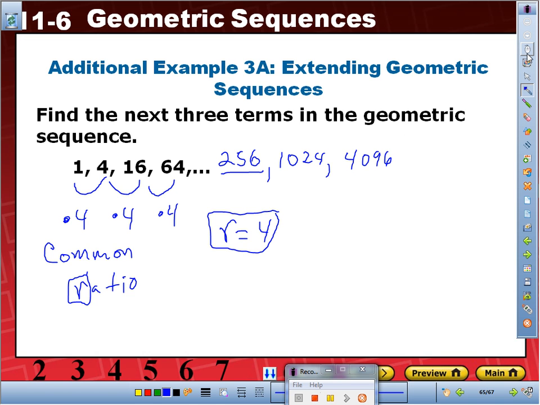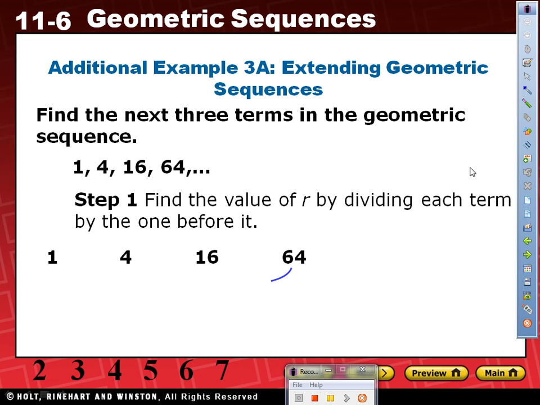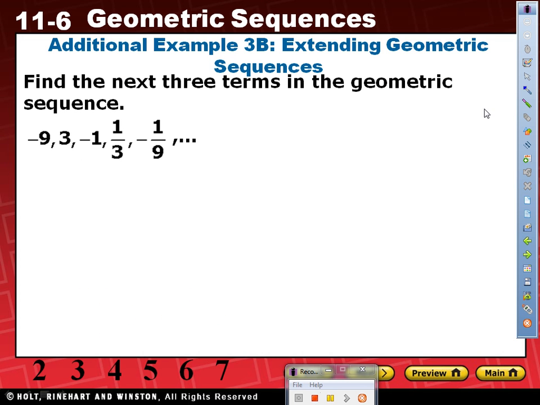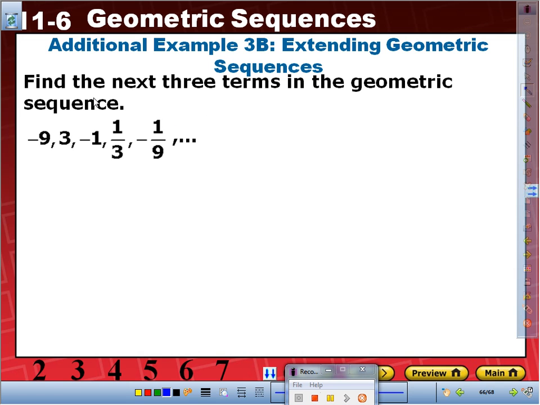Copy the next one down, Example 3B. You don't have to copy the instructions. Just make sure you copy the sequence. Here we go. Example 3B. It says, find the next three terms in the geometric sequence. Once again, don't write the information down. Just write the sequence: -9, 3, -1, 1/3, -1/9, dot, dot, dot. And they want us to find the next three terms.